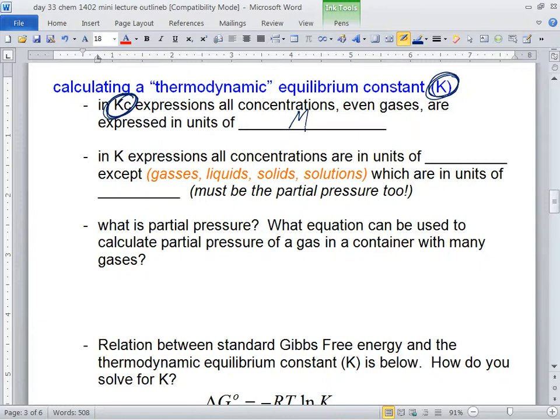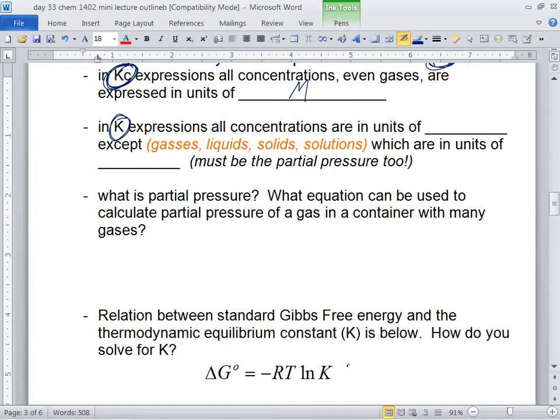So now we've got thermodynamics. So we're supposed to call this a thermodynamic equilibrium constant. Why? Because look, it's down here. It's related to delta G from the tables, right? So this is not Kc, this is K. So what's the big deal here? Well, in thermodynamic equilibrium constant expressions, big K expressions, all concentrations are in units of blank except for something. Cameron, we want all concentrations in units of what except for what?